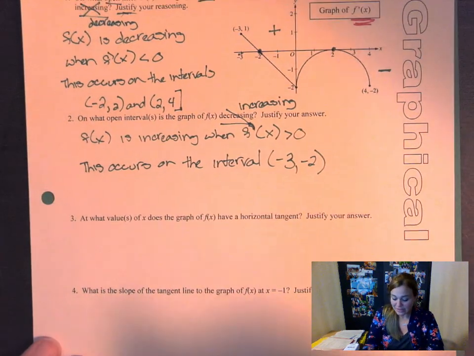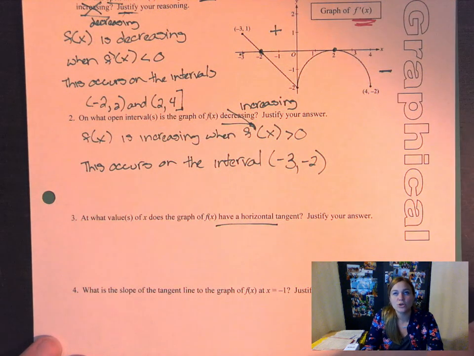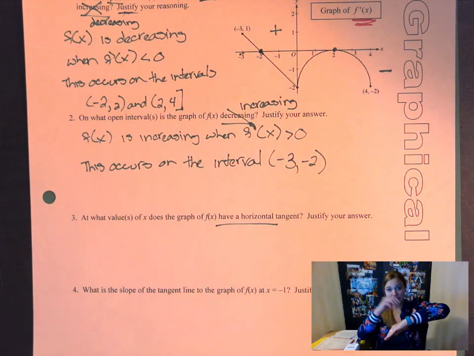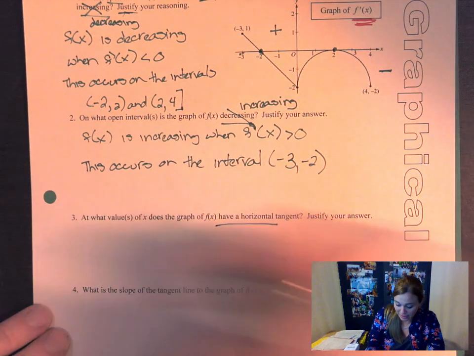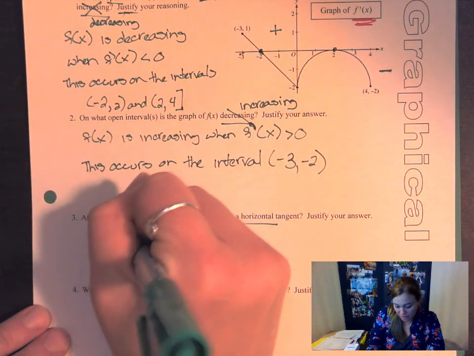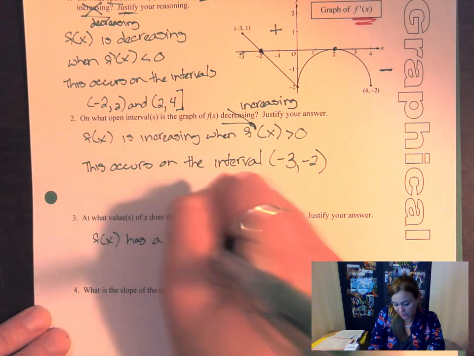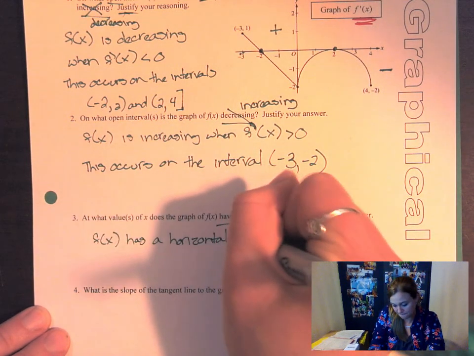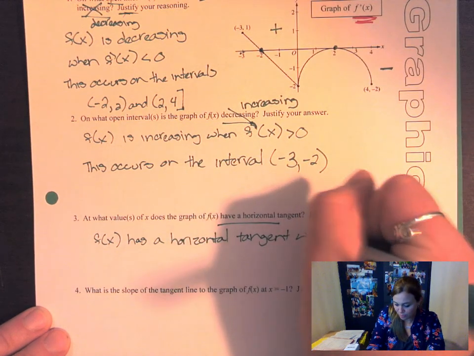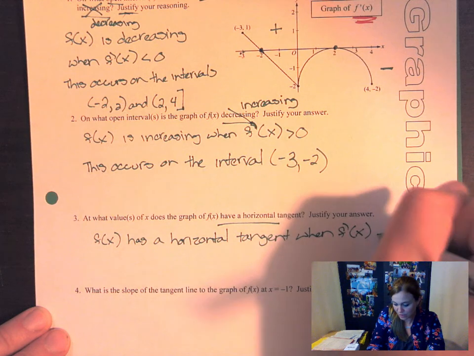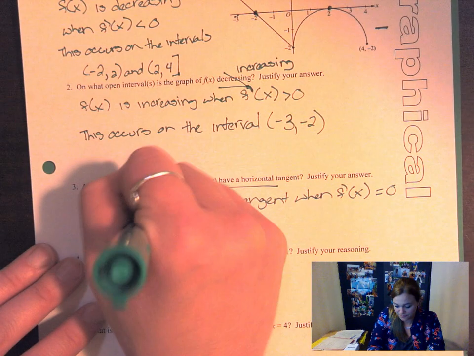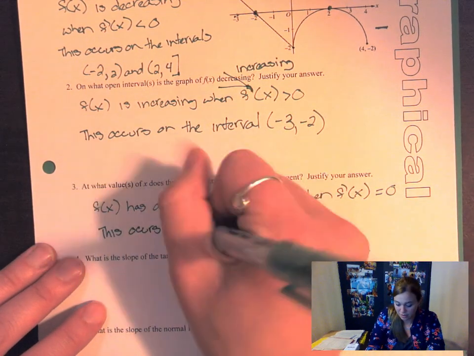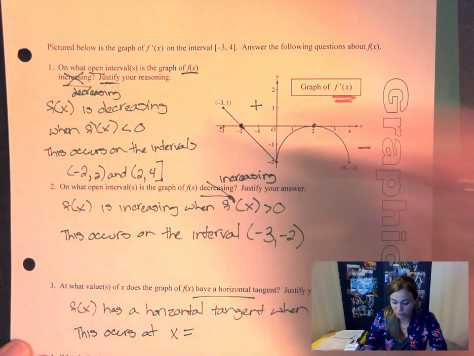Okay, what values of x does f of x have a horizontal tangent? Think about this. Horizontal tangent means my tangent line, the place where the graph touches, has a slope of 0, the horizontal tangent. That means that f of x has a horizontal tangent, and I'm justifying when f prime of x equals 0. This occurs, and I'm just going to look up my function at x equals -2 and at x equals 2.